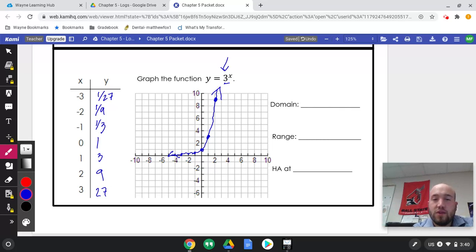Now, hopefully you've noticed the domain is still going to be the same. It's still all reals, so I can just put that R symbol. And we know the range, once again, has to be greater than 0, and that is because there is a horizontal asymptote at y equals 0.